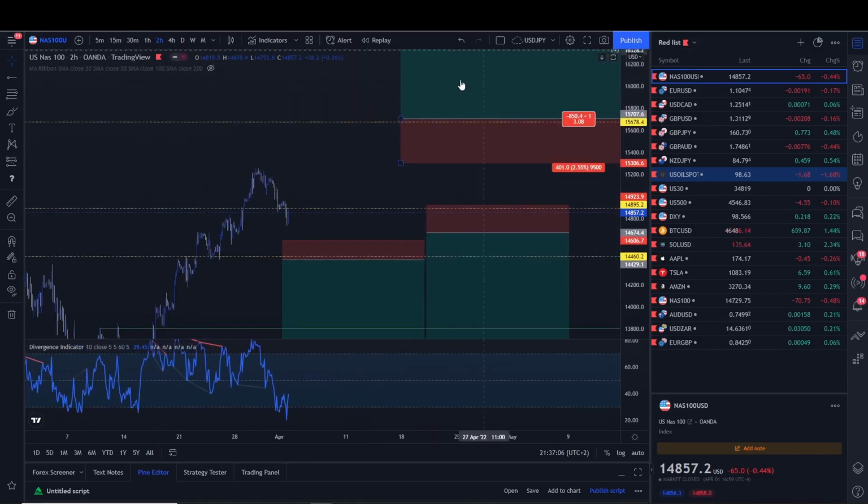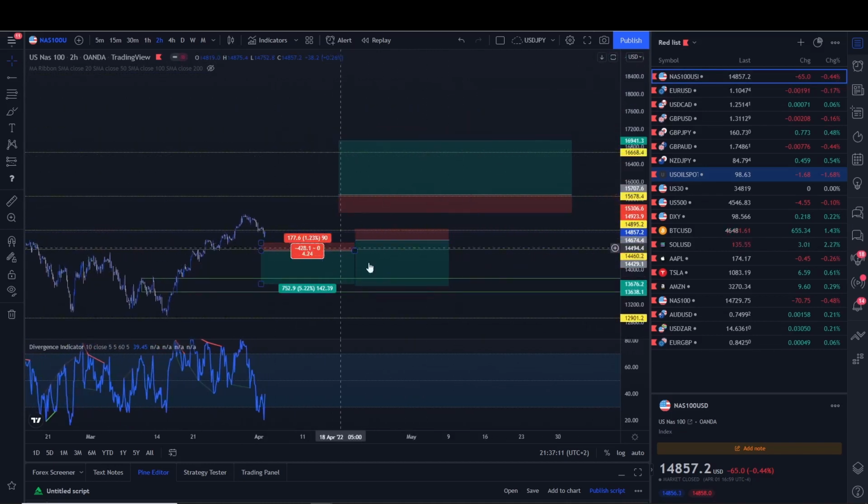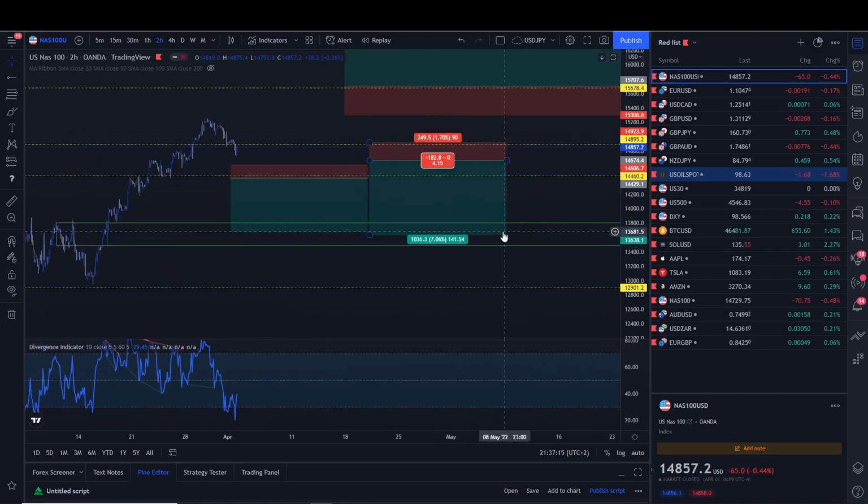But for now, that is my buy sentiment. As you guys saw before, that's my buy sentiment. These are my sell sentiments. This is what I'm going to look for in the first few days of the week.